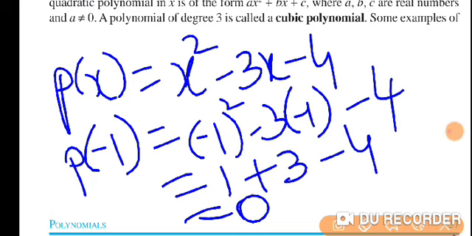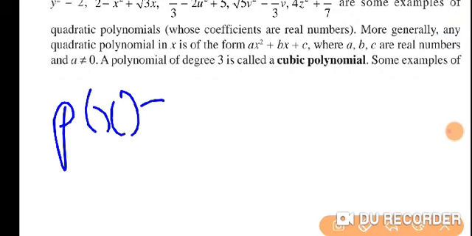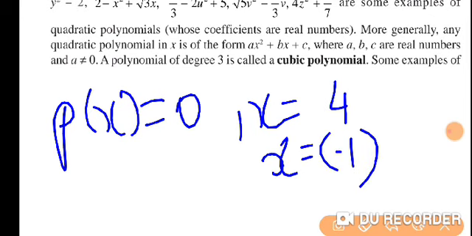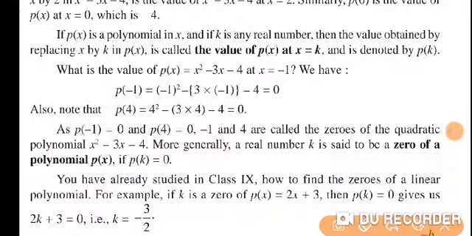So for this particular polynomial x square minus 3x minus 4, I get the answer of the polynomial 0 when x is equal to 4 and x is equal to minus 1. For these two values, I am getting the answer 0. So therefore, the values that make this polynomial zero are 4 and minus 1. Did you understand? What is the meaning of value of polynomial? Here it is given.